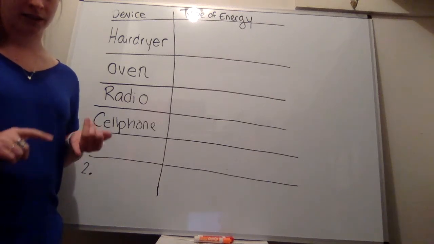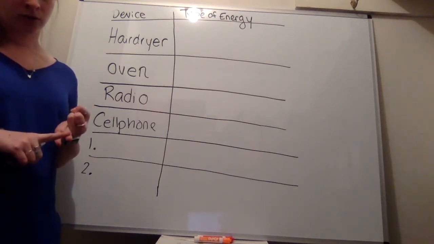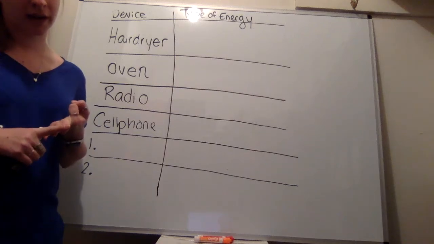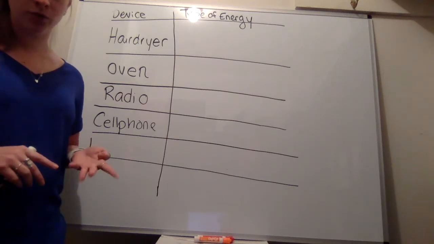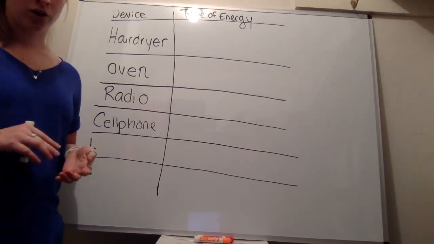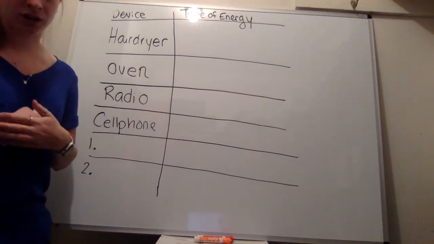So there are four types. There are heat, sound, motion, which we know is kinetic, and light. Okay, so those are the four types of energy that are transferred or used when electricity is produced.